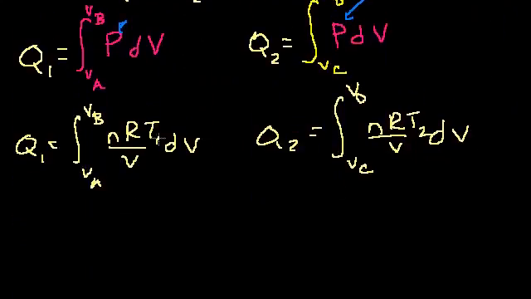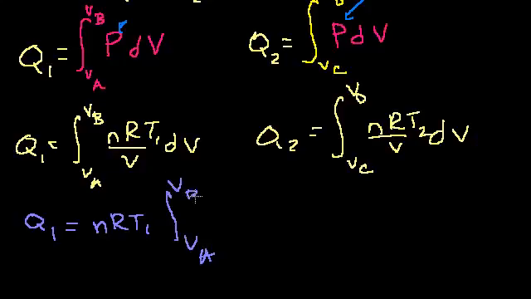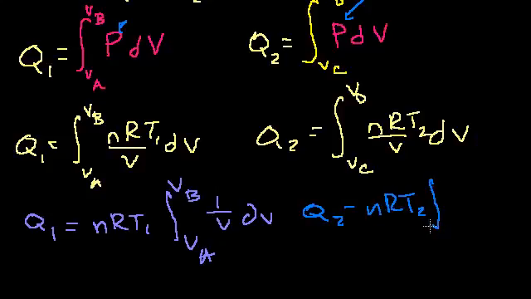Fair enough. So n is constant. R is definitely a constant. n is just the number of molecules we have. And then our temperature is also constant. So we can take it out of the integral. So we can rewrite Q1 as nRT1 times the integral from VA to VB of 1 over V dV. And Q2 we can write as nRT2 times the integral from VC to VD of 1 over V dV.